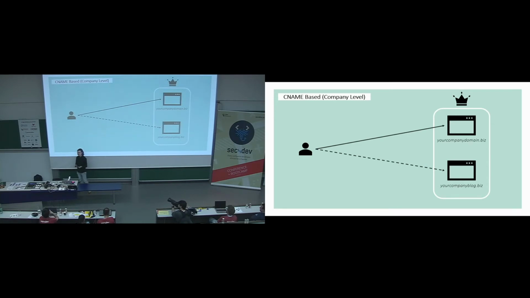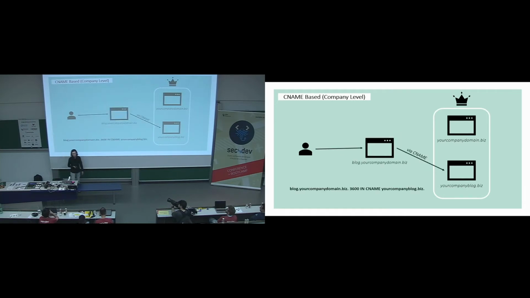So the problem is your customers, for some reason, don't really find this website. They're used to going to yourcompanydomain.biz, but they don't find the blog. Management doesn't like that, so they say, we've got to do something. What if we create a subdomain? And they create a subdomain, and they name it blog.yourcompanydomain.biz, pointing via CNAME DNS record, the canonical name DNS record, to the actual blog, right?